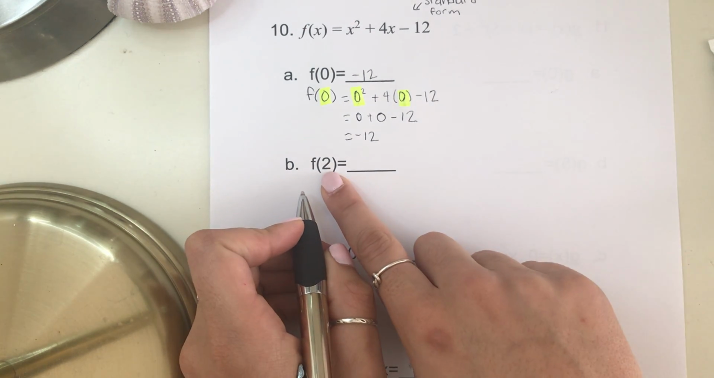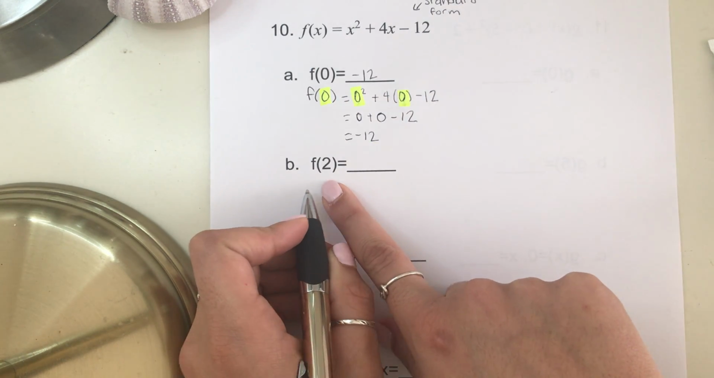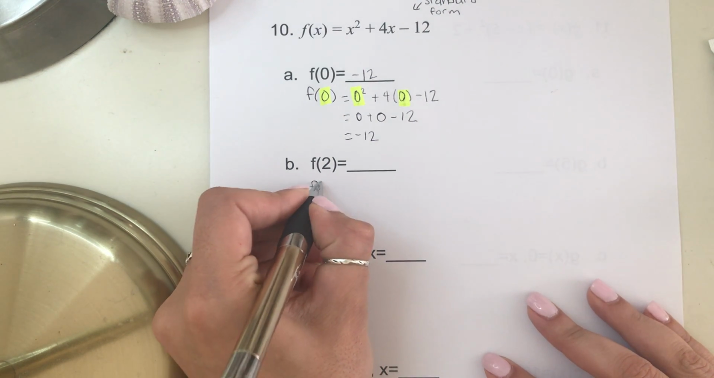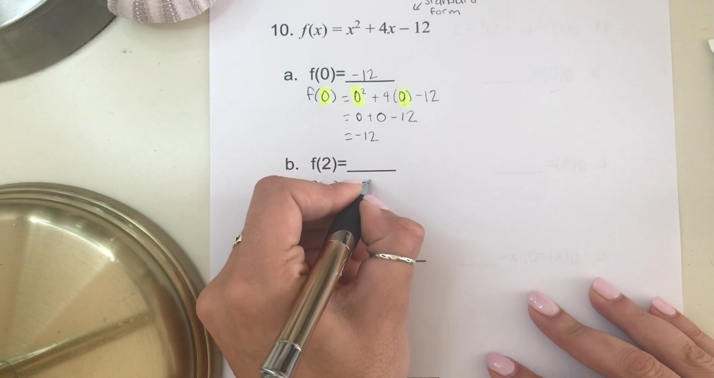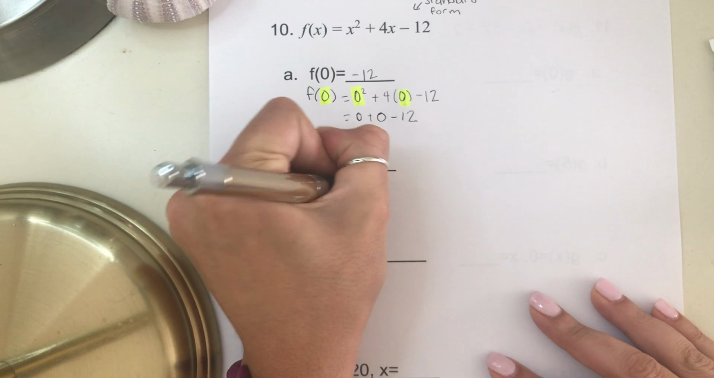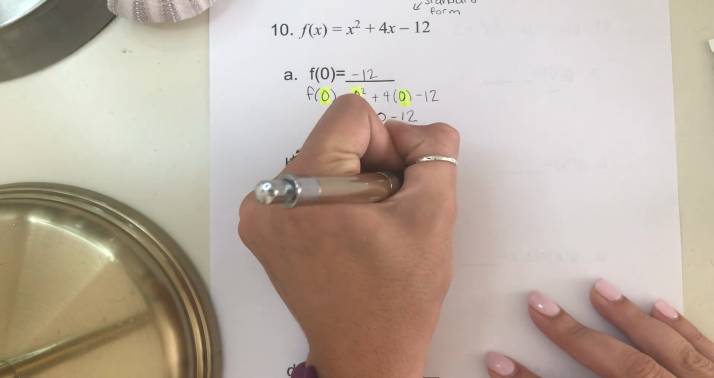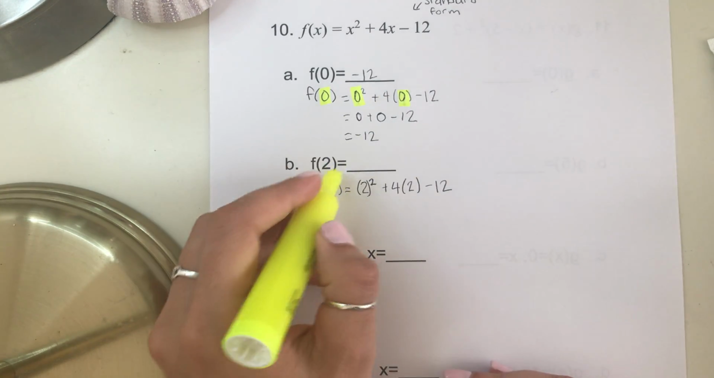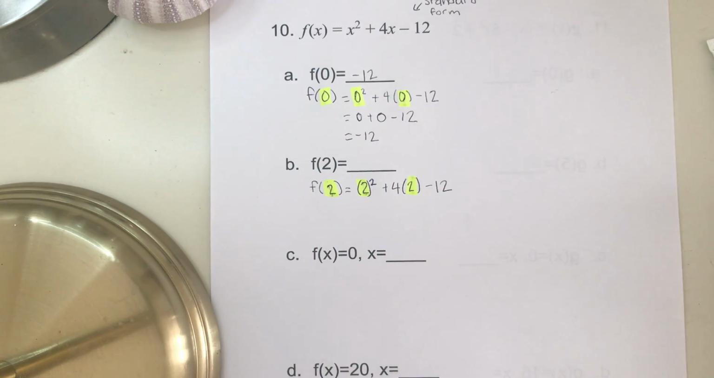Now for f of 2, it's very similar to this one, right? So the form is the same, it's f of 2, which means that I'm going to be plugging in 2 to my function wherever I see an x. So it's now 2 squared plus 4 times 2 minus 12. And I will highlight the 2 to show you all the spots that it goes in.